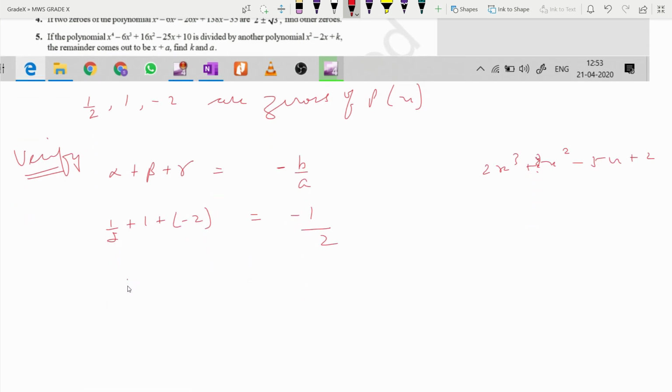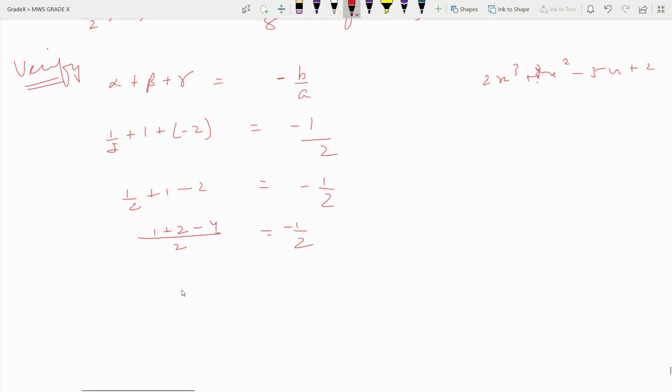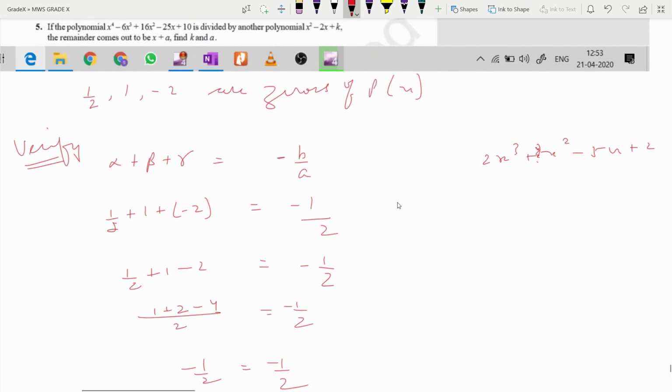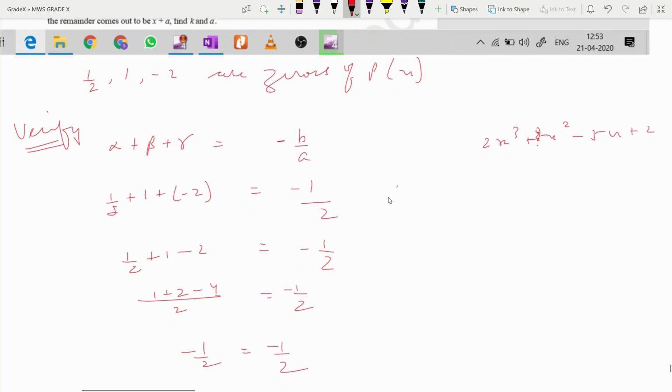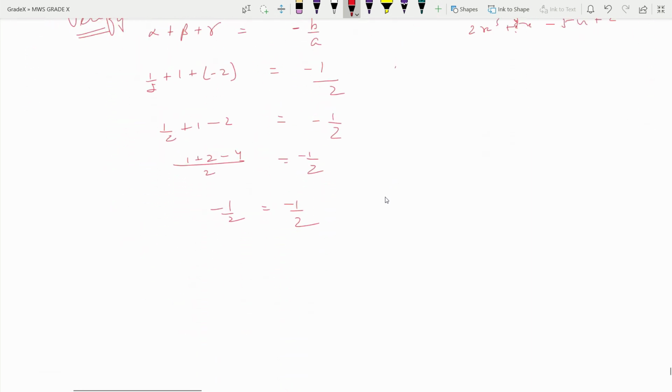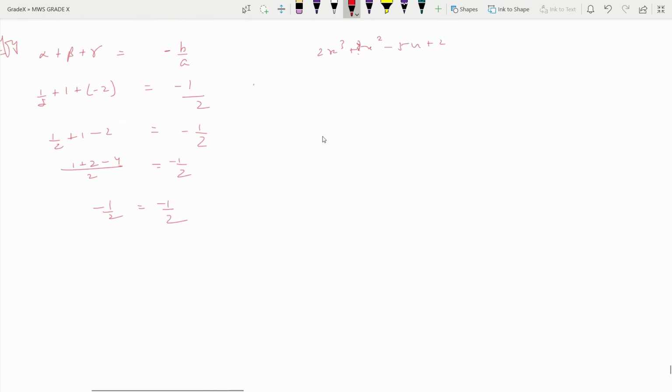So this is 1 by 2 plus 1 minus 2. Take LCM: 1 plus 2 minus 4, and here 3 minus 4 is minus 1 by 2, which is equal to minus 1 by 2. So it is verified. In this way also you can do. The other way was how I have done, that was another way. So this way also you can do. This can be easier for you.